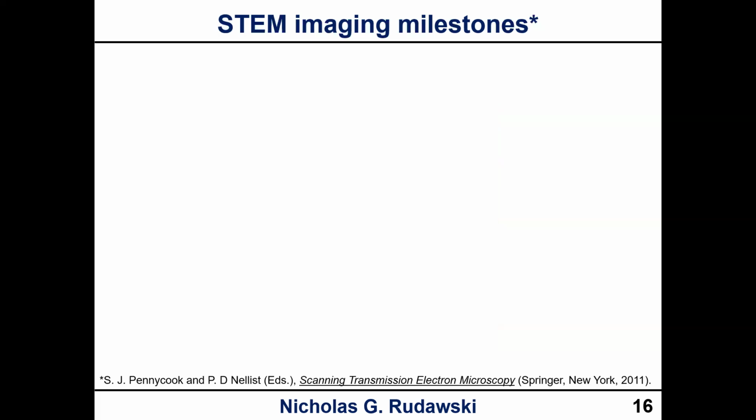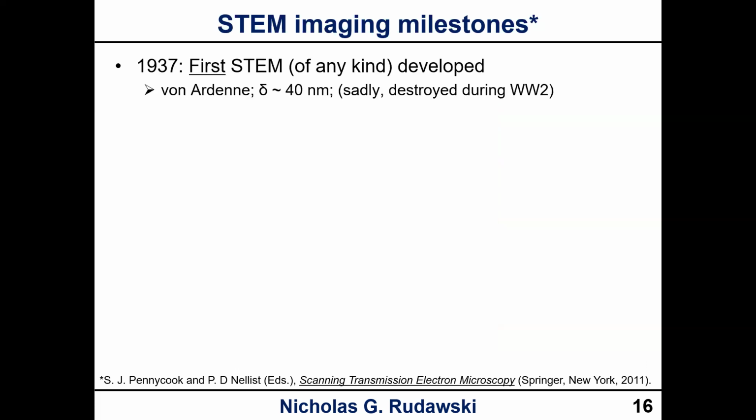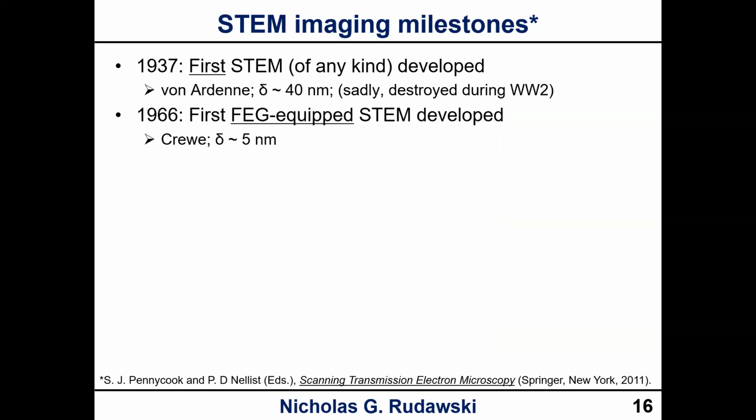But these are some of the milestones here. Back in 1937, we got the very first STEM of any kind developed. It was developed in Germany, and sadly, it was destroyed during World War II.